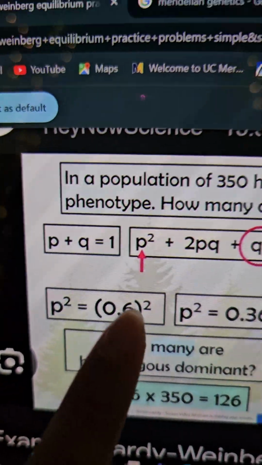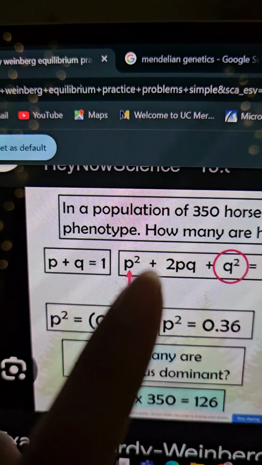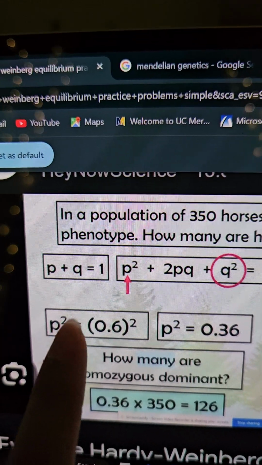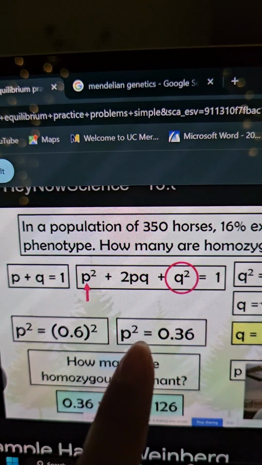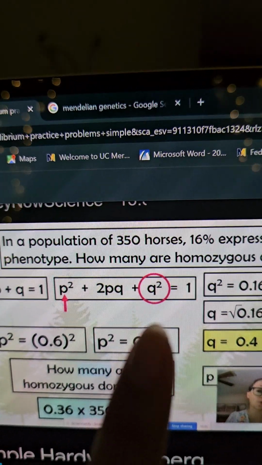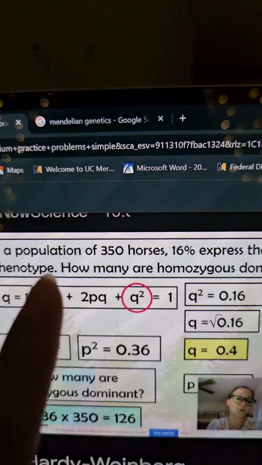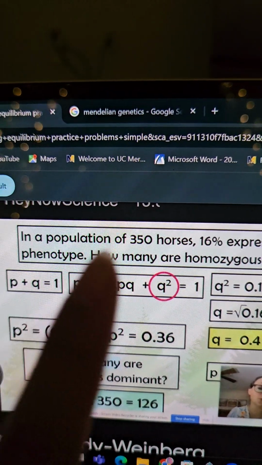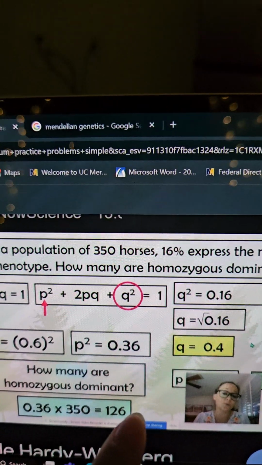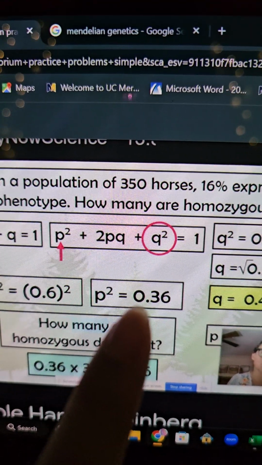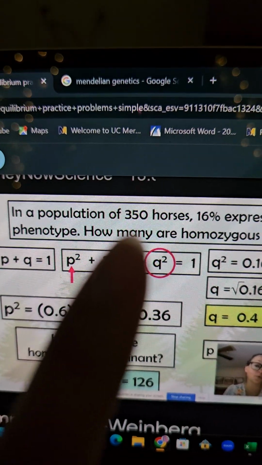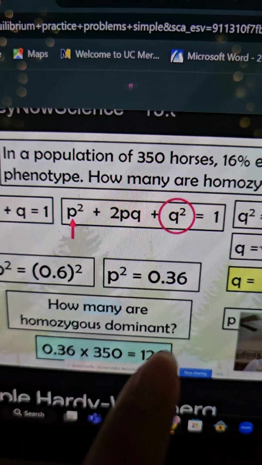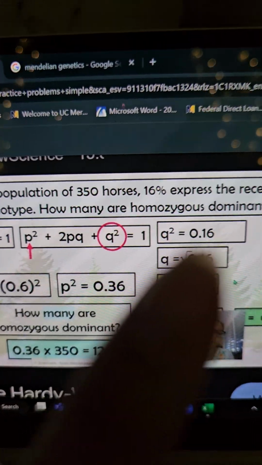So in this equation, we have to square it. Then we will get our percentage for the p squared, which is the homozygous dominant. So p squared is 0.36, but we're not done. That's only the percentage. We are asked how many of the horses are homozygous dominant, meaning if we have the population and we have the percentage, we can find the total number, which means that 0.36 multiplied by 350 horses gives you 126 of the horses in this population are homozygous dominant.